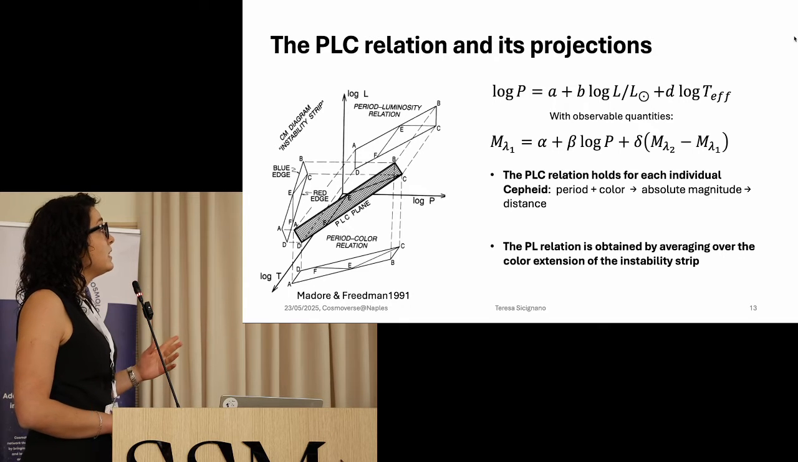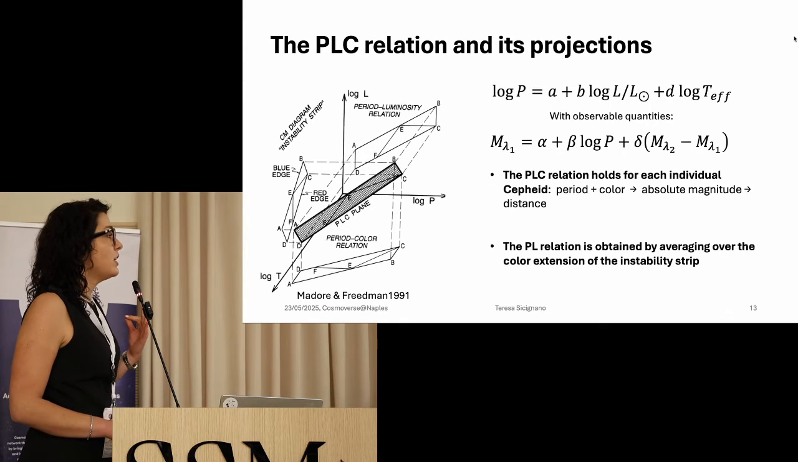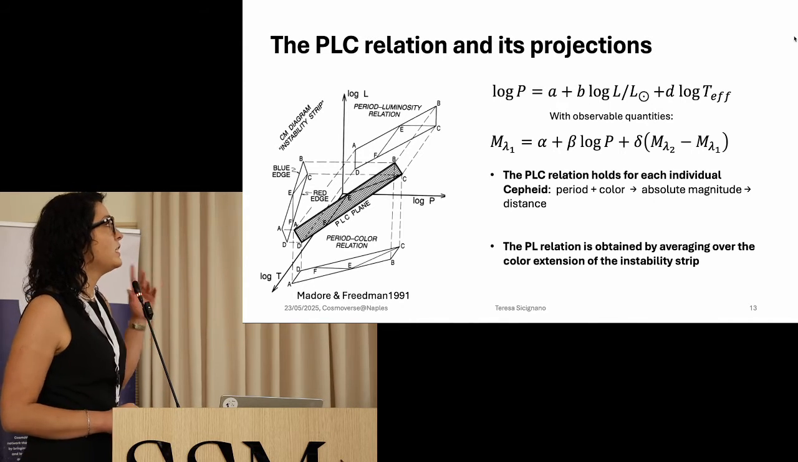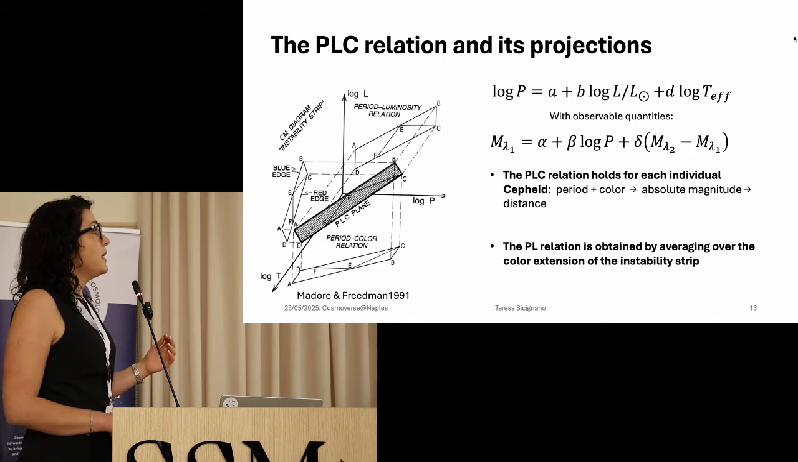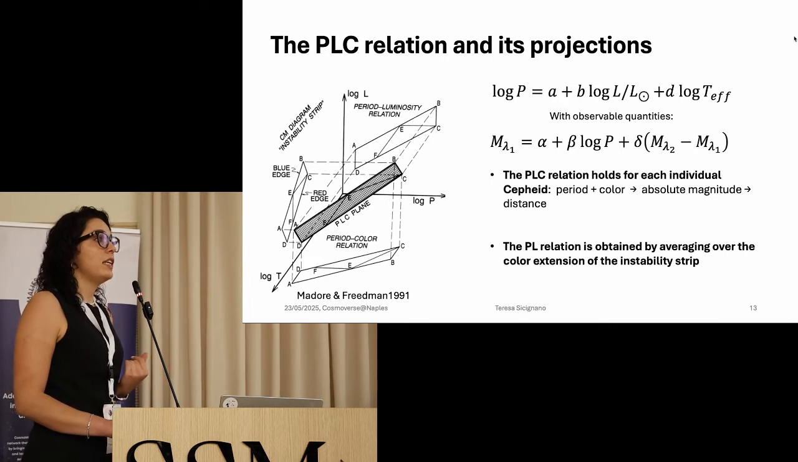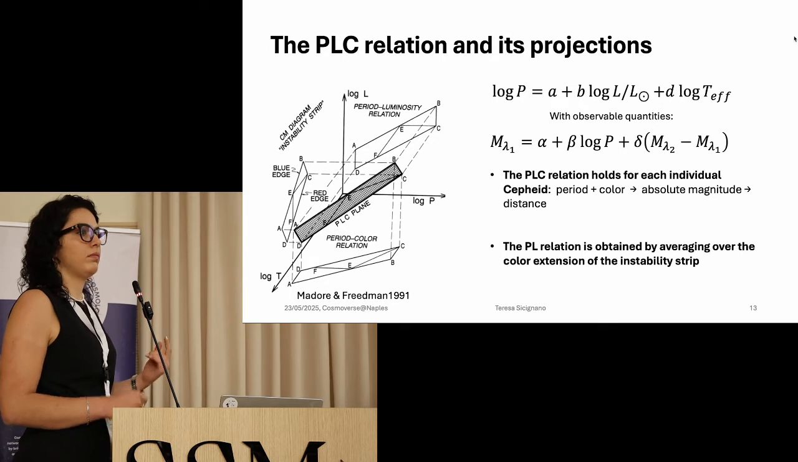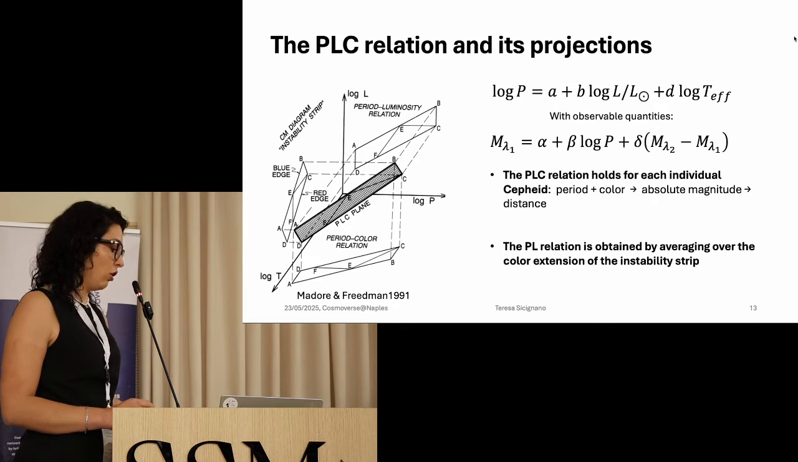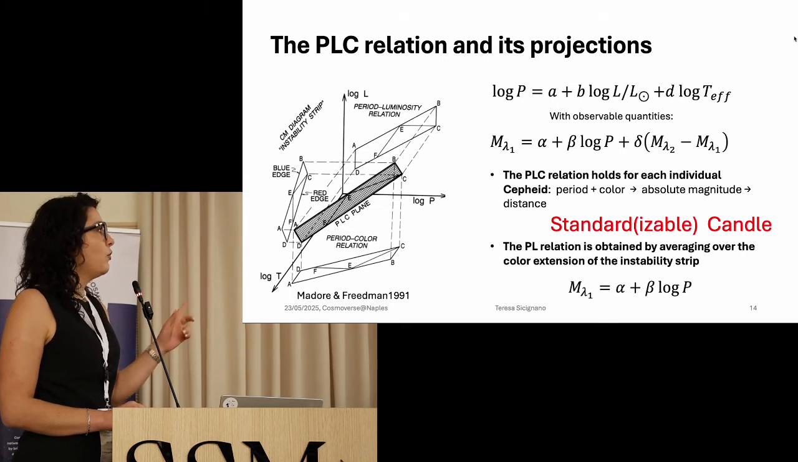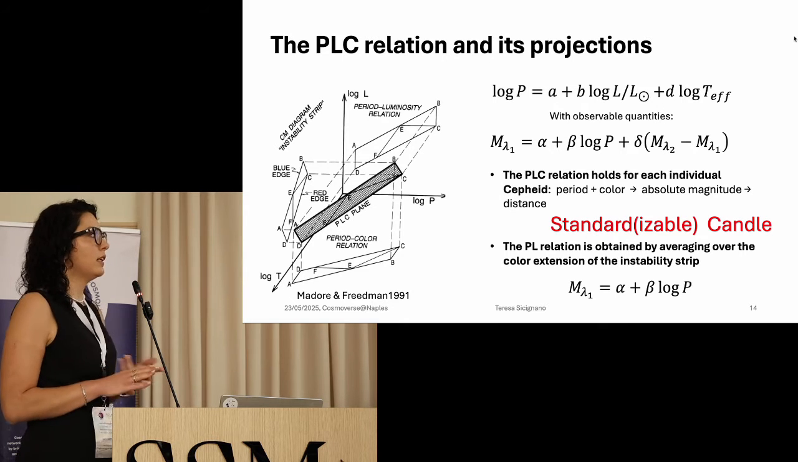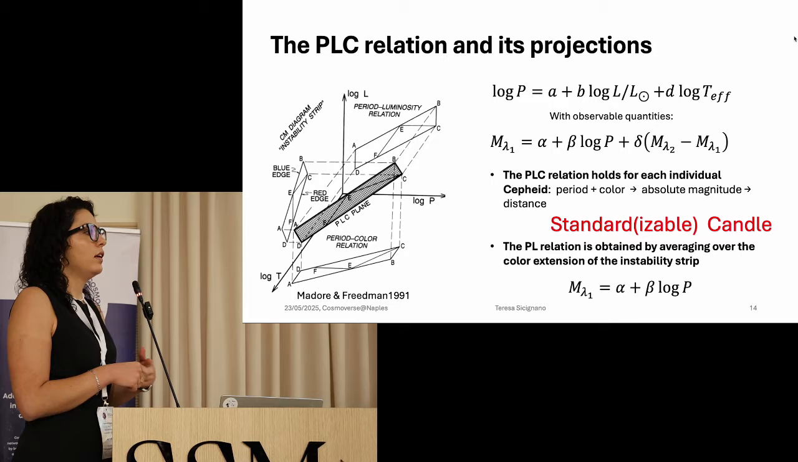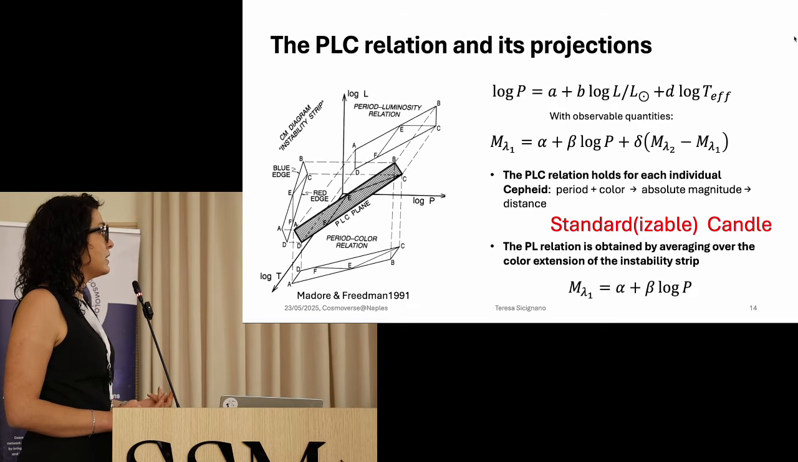Whereas, as we can see here, the period luminosity relation is only the projection of this plane on the plane log L, log P. This means that the period luminosity relation is an average over the extension of the color. And this is the form in which we use the period luminosity relation, and this is the standard candle of the first step of the distance scale.